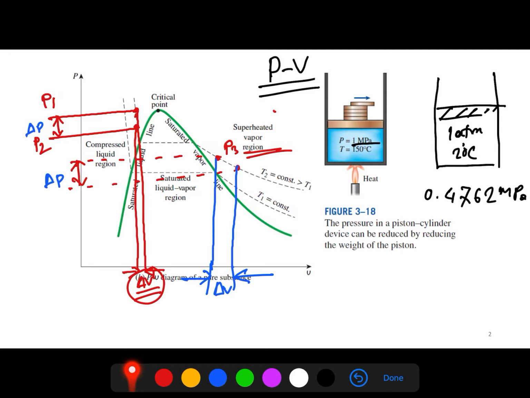Later on we will discuss the critical point, the triple line and the triple point. That's also important. So we'll discuss the triple line and triple point in another video. If you have any confusions, maybe we can discuss it during the lecture. So that's it.